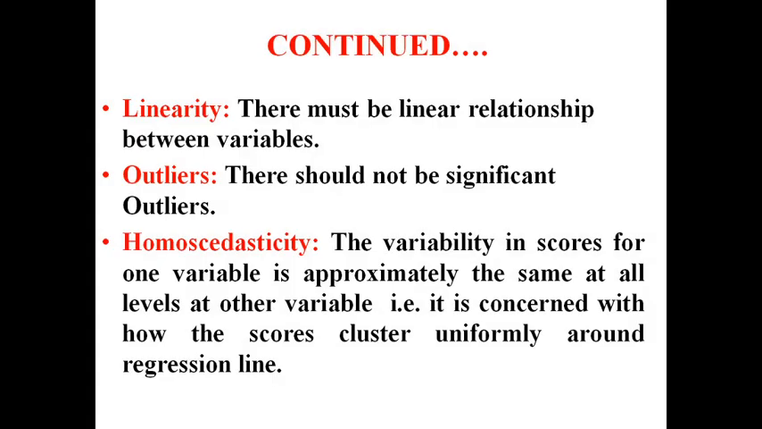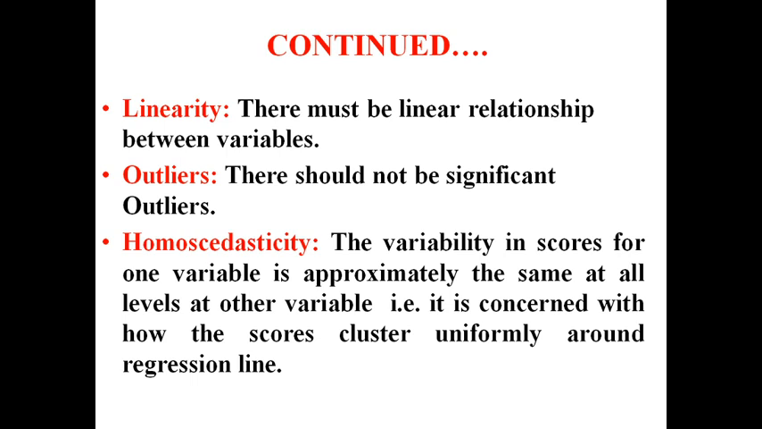The fourth one is linearity. There must be a linear relationship between the variables. For both the variables, the relationship should be linear. Then outliers. There should not be significant outliers, meaning there should not be significant extreme values.